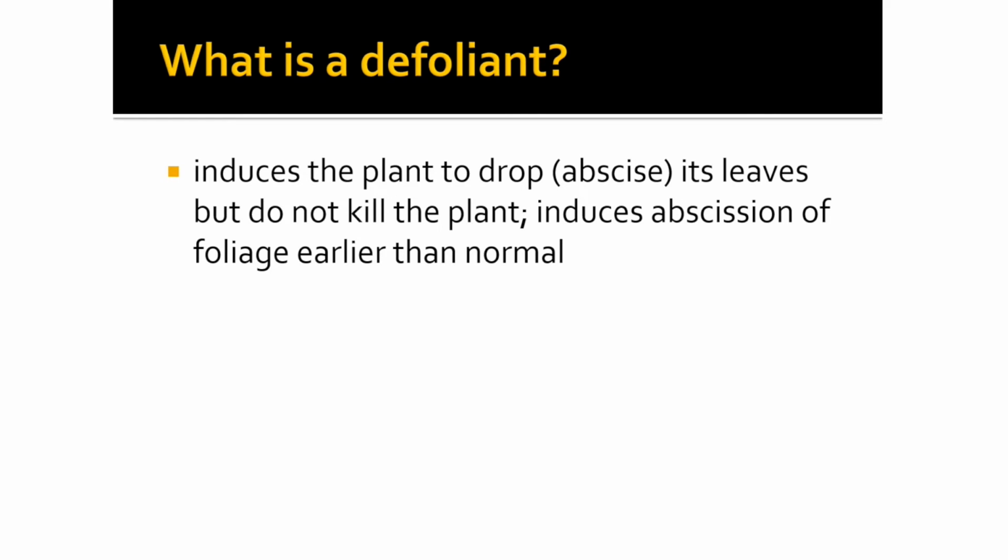So defoliation of a crop, basically, what is it? It basically makes the leaves abscise. The leaves drop, kind of like how a tree in the winter loses its leaves. It's the same exact thing. The plant doesn't die. It just drops its leaves and prepares for the winter time. So basically what we're doing is we're forcing cotton to do that.